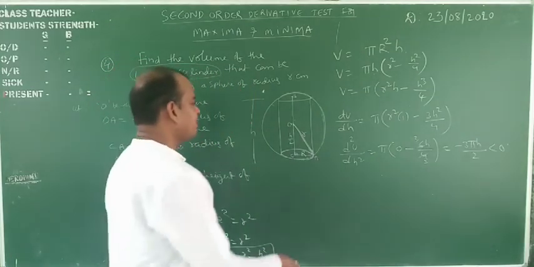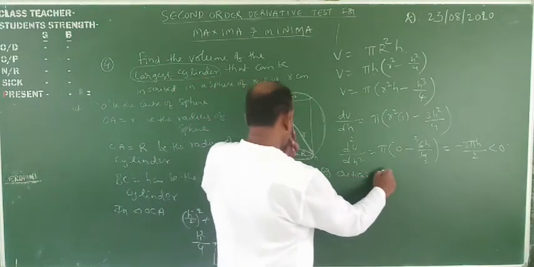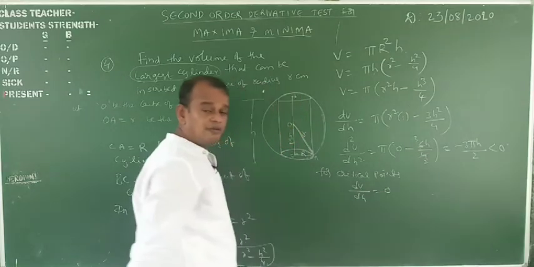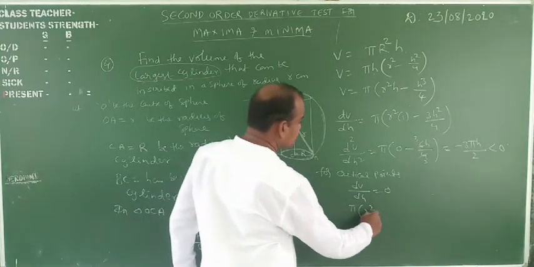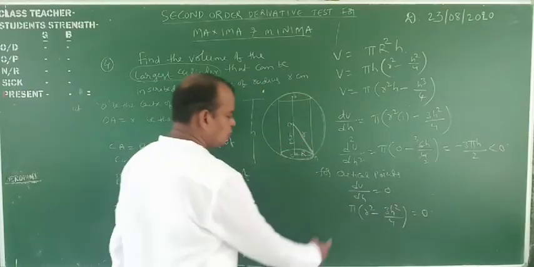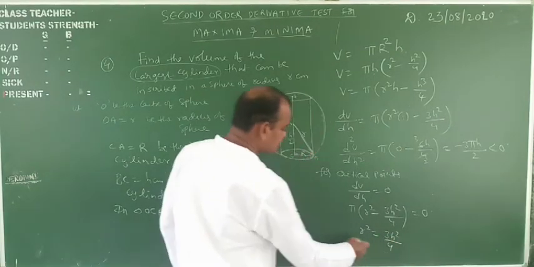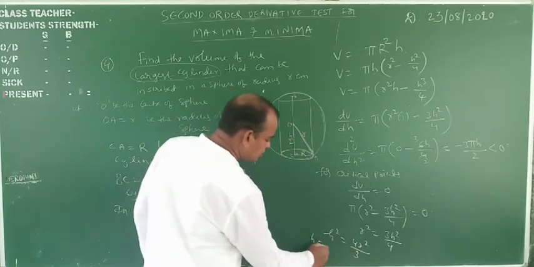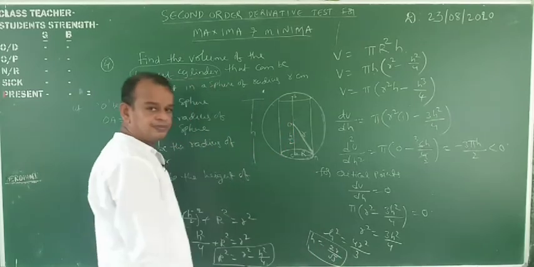At which point? For critical points, dV/dh is equal to 0. Pi into (R² minus 3h²/4) is equal to 0. Pi is not 0, so what remains is R² equals 3h²/4. From this, h² is equal to 4R²/3. Now h is equal to 2R by root 3.